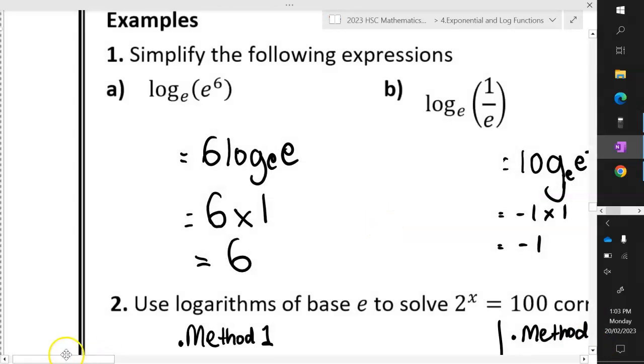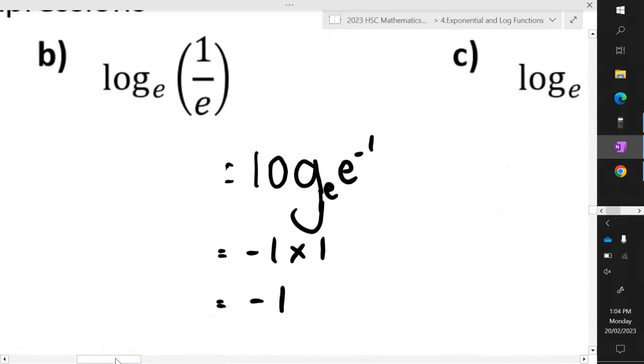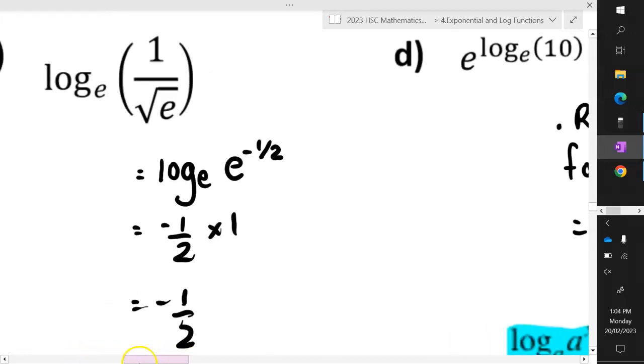Okay, for our second one there, log e of 1 over e. We're going to write that like this, as log e of e to the minus 1. Using log rule 3, the minus 1 comes down the front, so we end up with minus 1 log e of e. Log e of e is 1, so we end up with minus 1 times 1, which is just minus 1. Let's look at our next one.